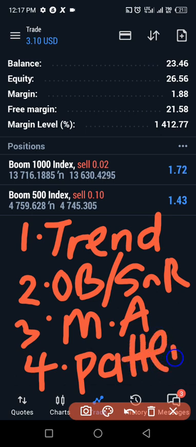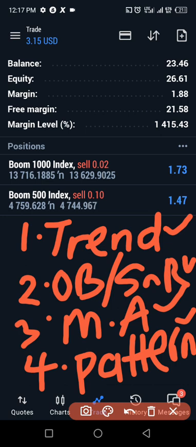If you follow these four principles, believe me, you don't need to pay for any course, you don't need to join any program, you don't need to pay anyone to teach you how to trade. This is the whole secret you need in trading. You'll be able to identify the trend, and identify key levels like order block, support and resistance, or supply and demand zone, then make use of moving average as an extra confirmation, and then your candlestick pattern. If you can follow these four things, believe me, you have stepped up in your trading game.